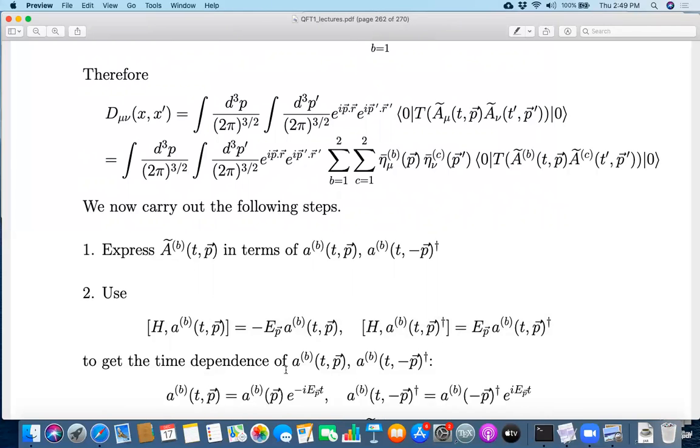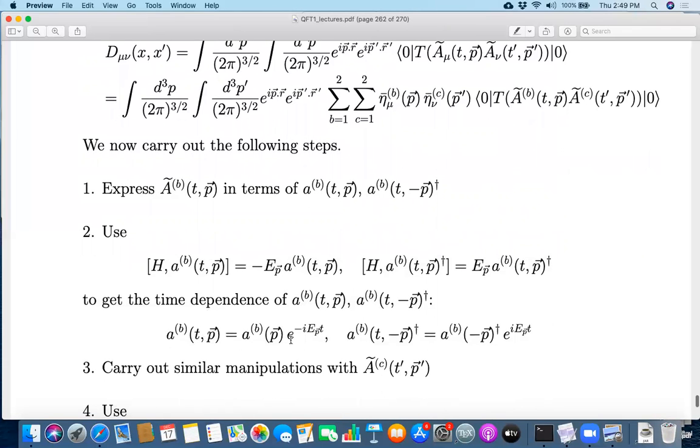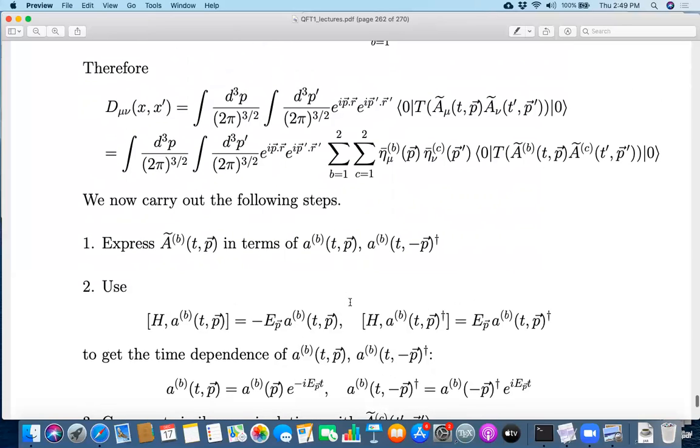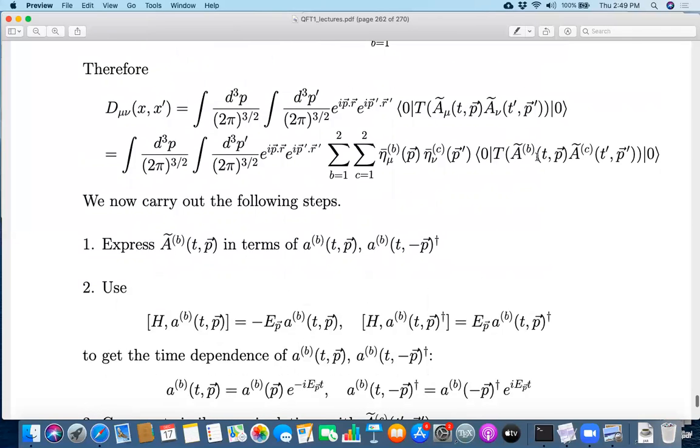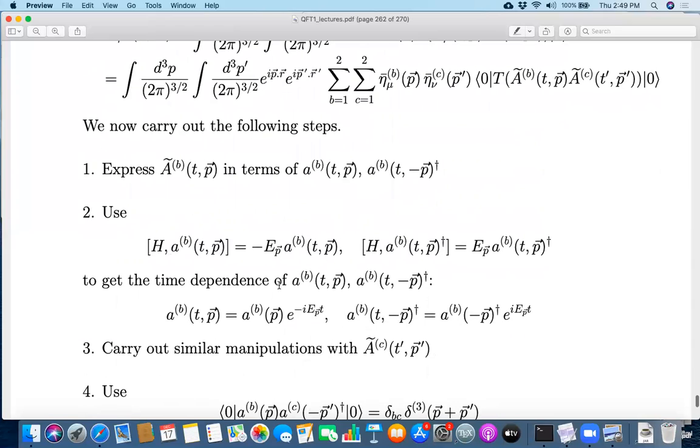This is exactly the same as for the Klein-Gordon fields. So you get AB(t,p) as AB(p) e to the minus iE_p t, and AB(t,-p) dagger is this. So using this, we replace this A tilde B(t,p) in terms of AB(p), and similarly A tilde C(t',p') in terms of AC and AC dagger.